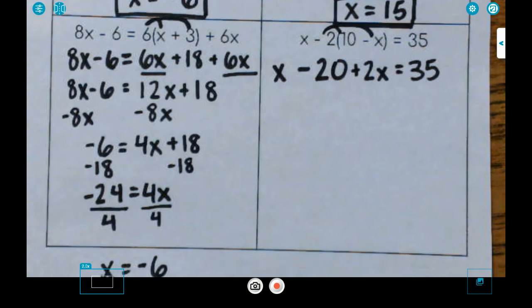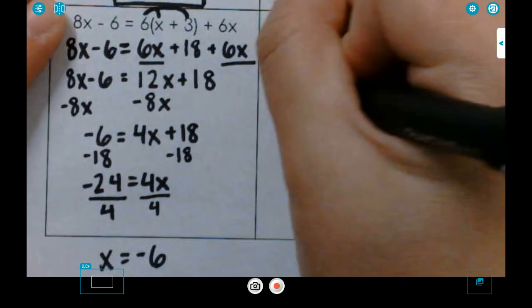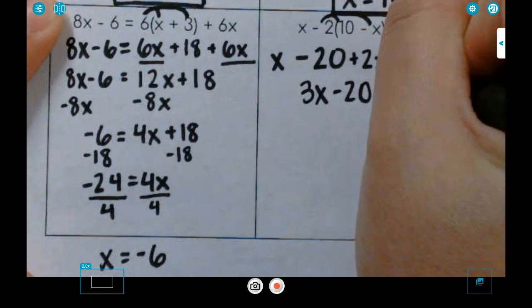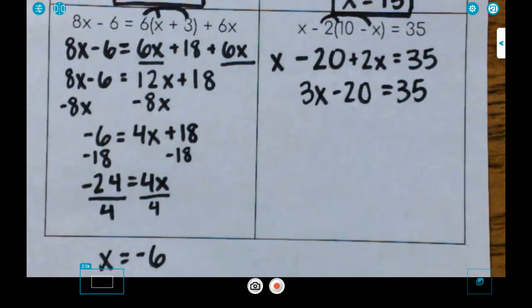Did I mess up this problem when I wrote it? I think I might have. Okay, we're going to combine these together. x plus 2x is 3x minus 20 equals 35. I definitely messed up this problem when I wrote it. Sorry, guys.